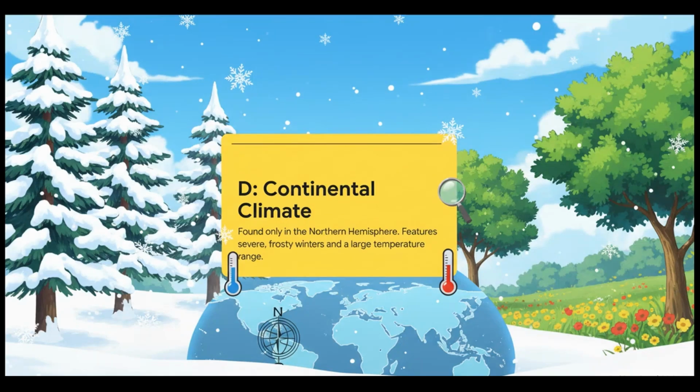All right, moving on to D for continental climates. And the key word here is drama. These are places with really dramatic temperature swings between summer and winter. We're talking long, cold, snowy winters. And a fun fact, since you need a huge landmass for this to happen, you'll pretty much only find D climates in the northern hemisphere.